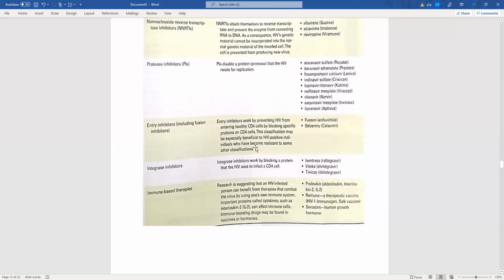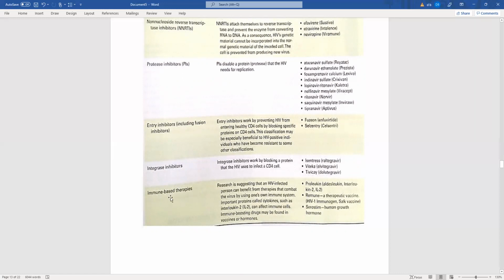So when you see integrase, think of the HIV getting together with a protein. They're integrating, meaning they're getting together. They're not segregated; segregated means separated. They're integrating. So HIV has to have that protein and it uses it to infect a CD4 cell. So integrase inhibitors work by blocking a protein that the HIV uses to infect the CD4 cell.